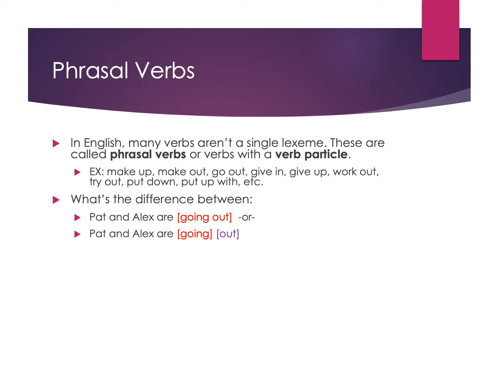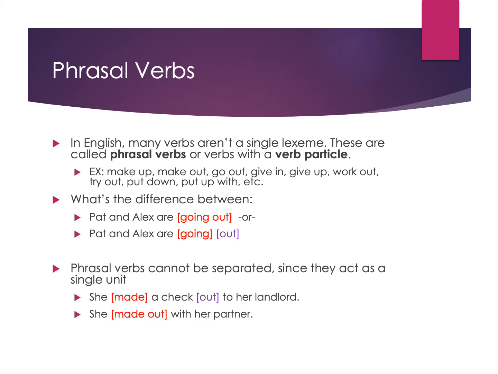And one way you can test these out is that you can't separate phrasal verbs because they act as a single unit. So I can say she made a check out to her landlord. And so what you're doing is you're talking about writing a check, and you can separate that because out is being used as a preposition. But I can't move that around for the interpretation of she made out with her partner, because in that case, made out or made out with is something that functions as a single unit, and you can't move those words around and still get the same meaning.